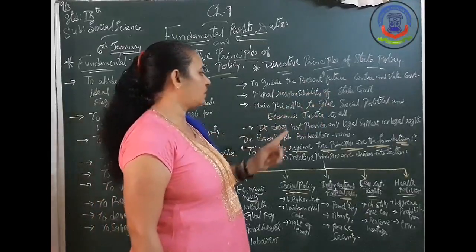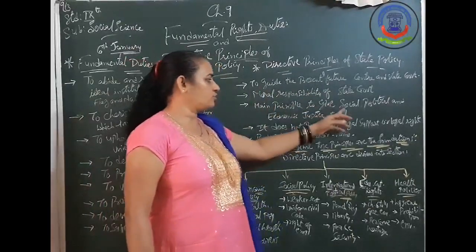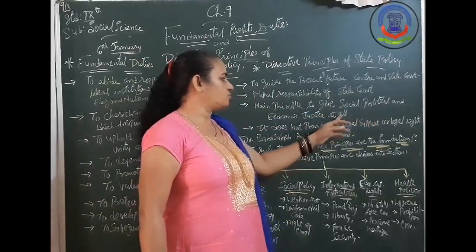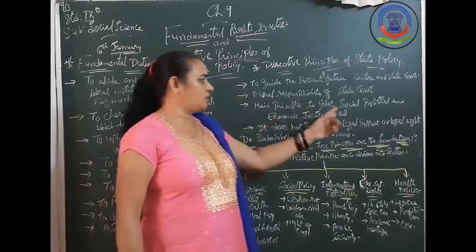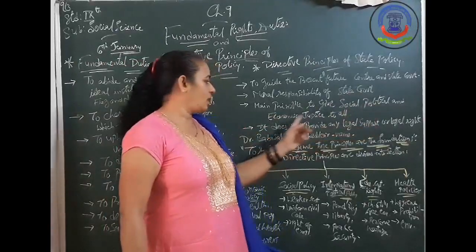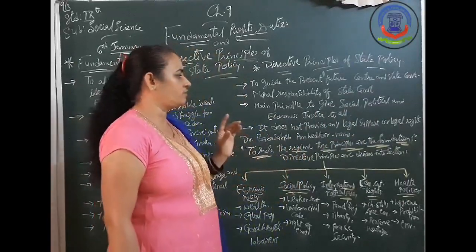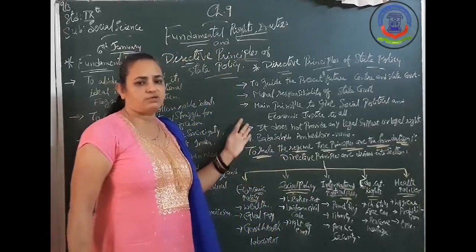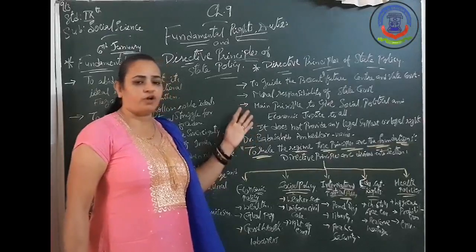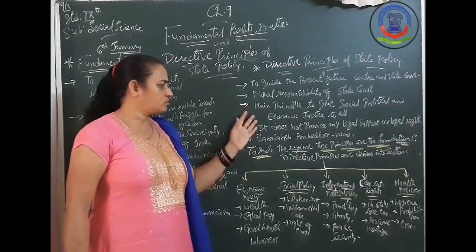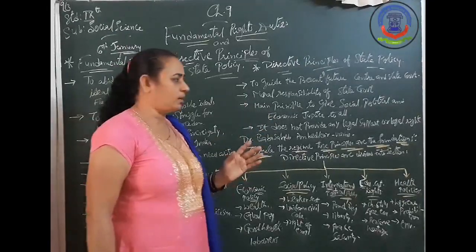Next is the main principle of the directive principles. The aim of making these directive principles is to give social, political and economic justice to all. By making them, we are going to give social justice, political justice and economic justice to each and every citizen of our country. To all means each and every citizen, whether rich or poor, whether black in color or of any other community, or following any religion. The main principle is to give protection to every kind of people in our country.